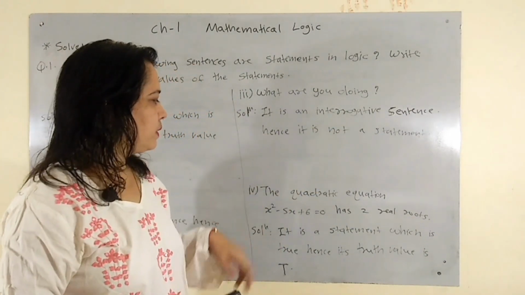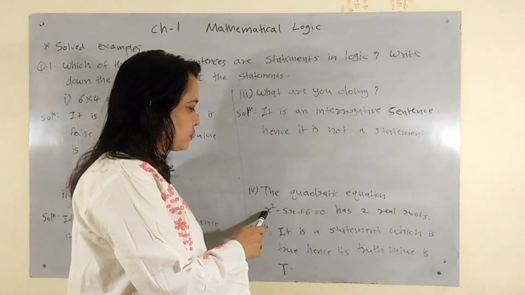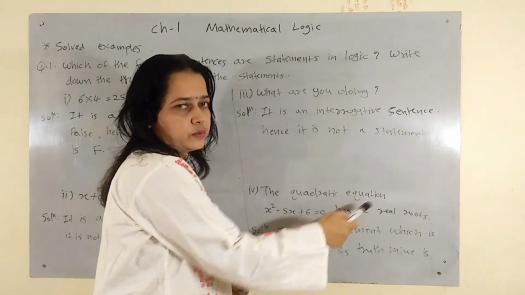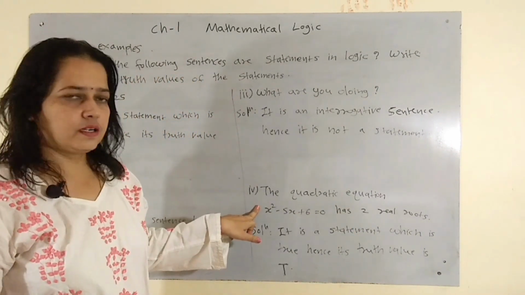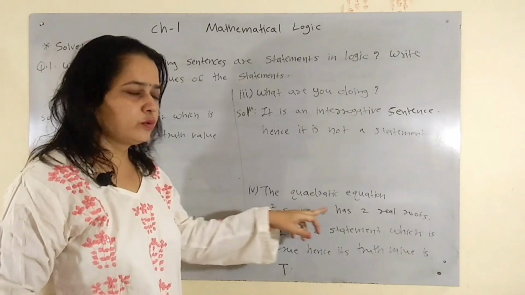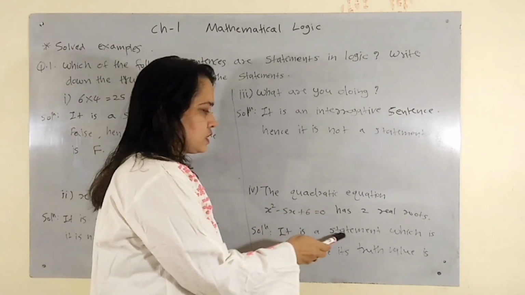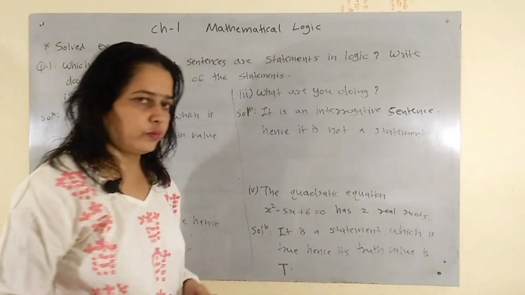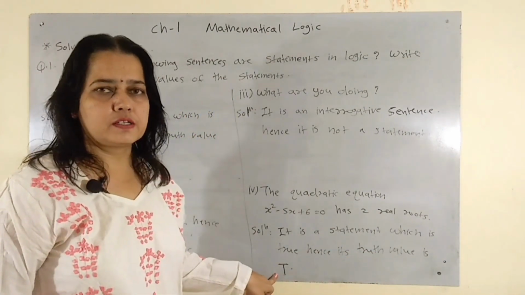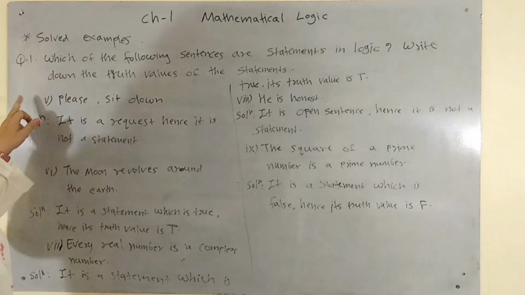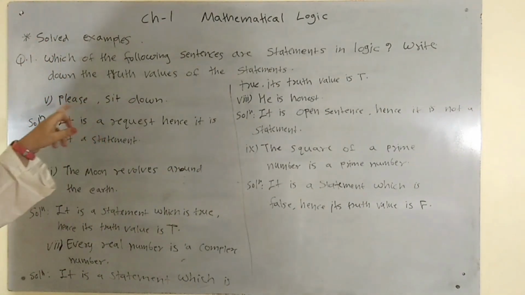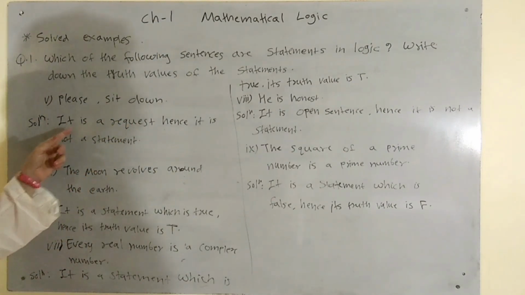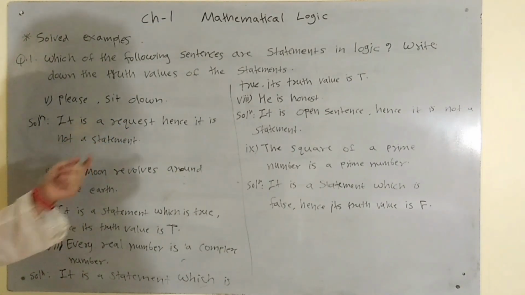And the next example is: the quadratic equation x square minus 5x plus 6 is equal to 0 has two real roots. We know that it is a second degree equation and it has two real roots. Hence it is a statement which is true, and its truth value is true, denoted by capital T. Our next example is please sit down. It is a request, and a request is not a statement.